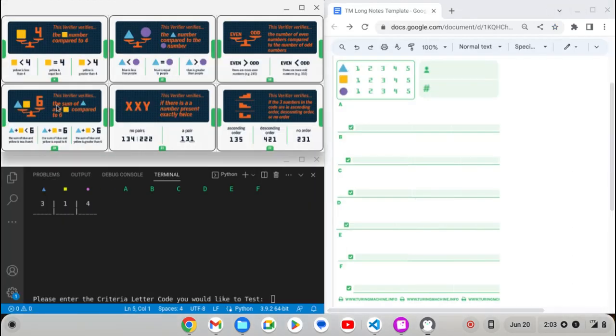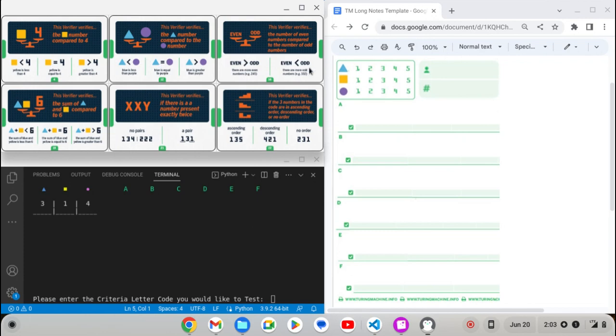So on the grid above, we've got our 6 criteria cards. On the top row, we've got criteria card A, criteria card B, and criteria card C. And on the bottom row, we've got criteria card D, criteria card E, and criteria card F. Criteria card A looks at that middle digit, the square digit, and compares it to the number 4. So should the value of square be less than 4? Should it be equal to 4? Or should it be greater than 4?